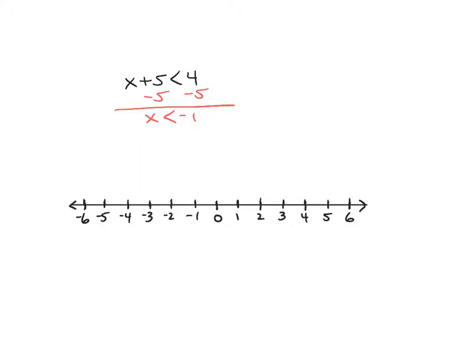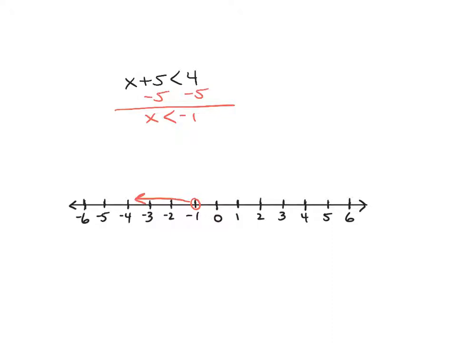And then you need to go through and graph that. x is less than -1. I'm going to put an open circle on -1, and I want to show all the possible values for x, so x could be anything to the left of -1.